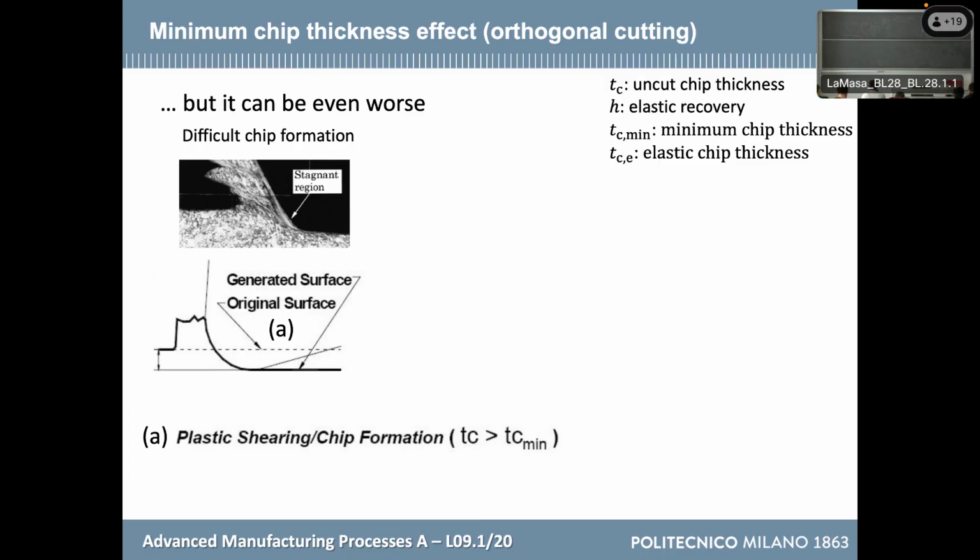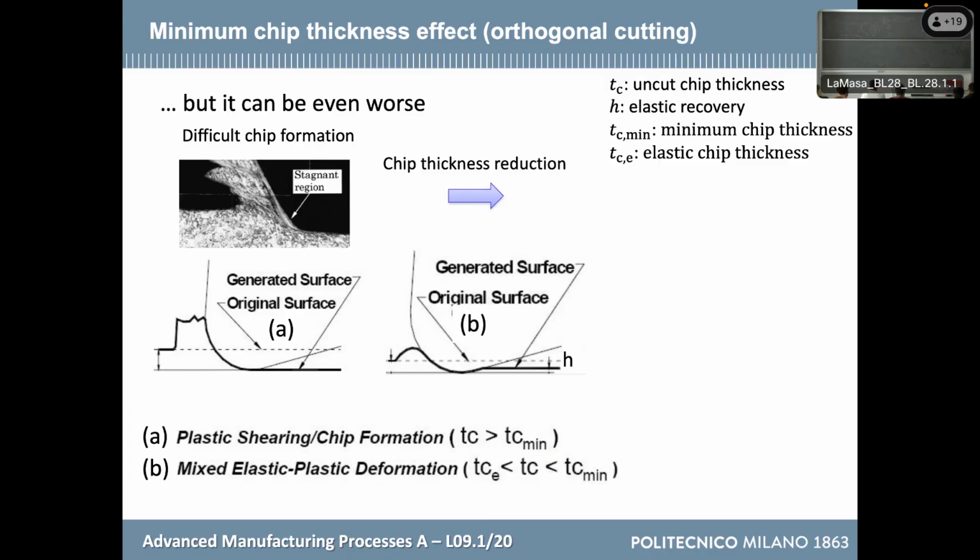But the things can be worse, because in many cases we are at a chip thickness that is smaller than the minimum chip thickness. So TC min is the minimum chip thickness, which is 30–40% of the rounding at the edge. If I am in the second case, TC is smaller than the minimum chip thickness, so for example, 20% of the radius or 10%. And here also, what we are doing is plowing, so plastic deformation, plus elastic deformation, but without forming the chip. So it is like I have a wave here, but then I'm smashing that wave on the surface. So I'm not removing any material.